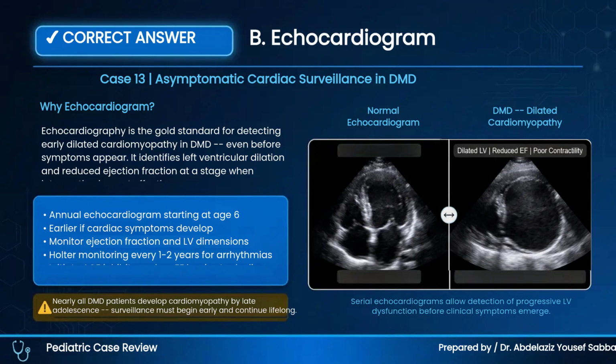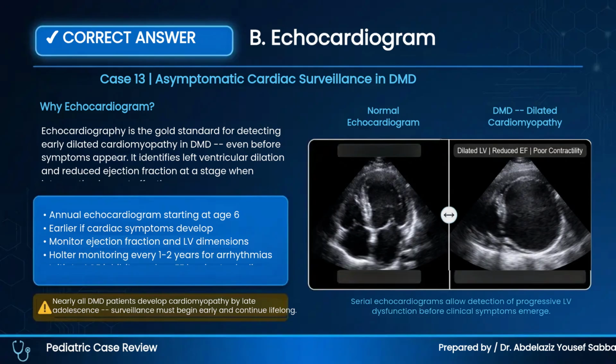Annual echocardiogram should start at age 6. If cardiac symptoms develop earlier, it should be done sooner. Monitoring targets ejection fraction and left ventricular dimensions. Holter monitoring is recommended every 1 to 2 years to screen for arrhythmias.